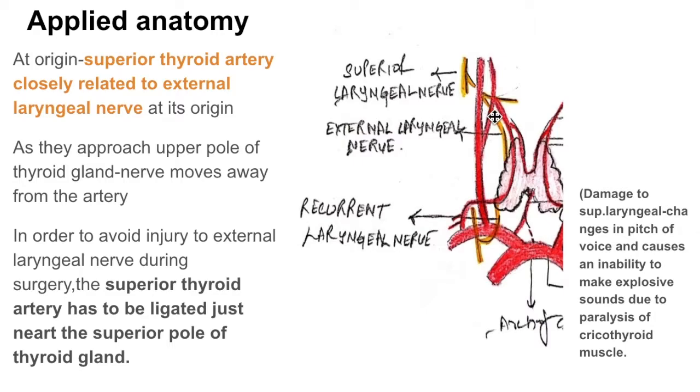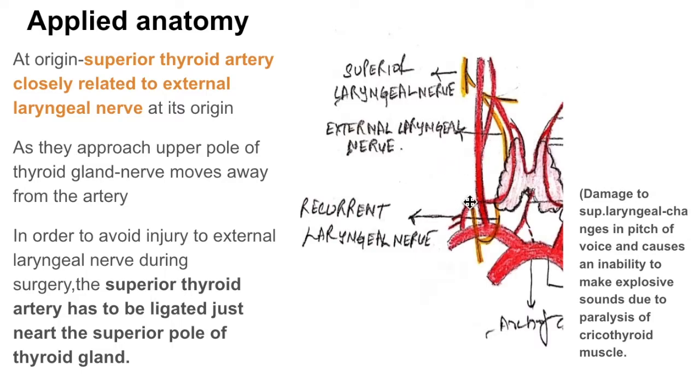Right? The nerve moves away from the artery. So in order to avoid injury to the external laryngeal nerve, the superior thyroid artery has to be ligated just near the superior pole of the thyroid gland. In case of damage to the external laryngeal nerve, we would see changes in the pitch of voice and inability to make explosive sounds due to the paralysis of the cricothyroid muscle. So the basic idea here is to ligate it as close as possible to the pole.